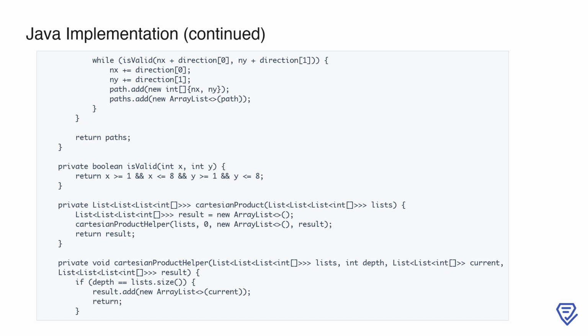If the position is valid, it is added to the current path, and a copy of this path is saved to the paths list. This process continues until we reach an invalid position, at which point we stop extending that path. The isValid method ensures that the x and y coordinates remain within the range of 1 to 8, representing the boundaries of a standard chessboard. This guarantees that all generated paths remain valid within the context of the game.